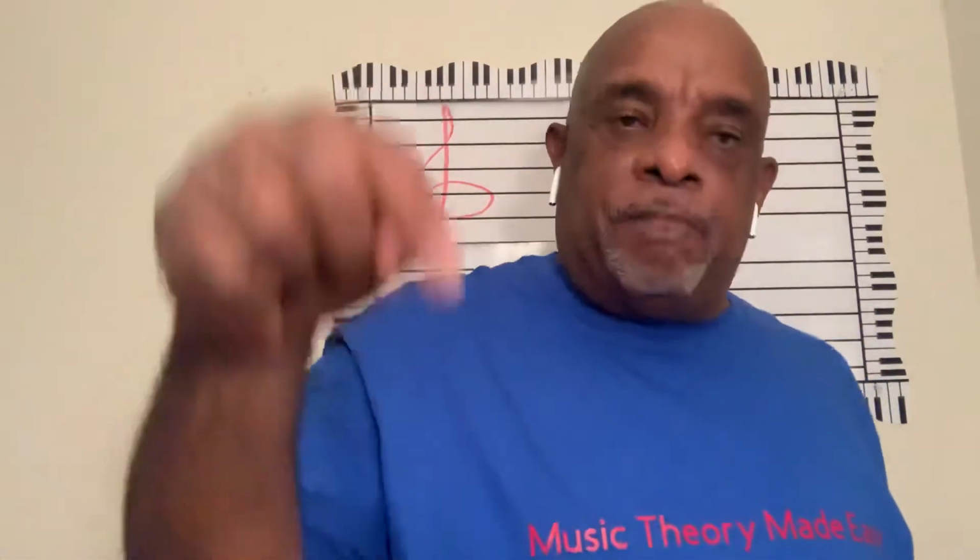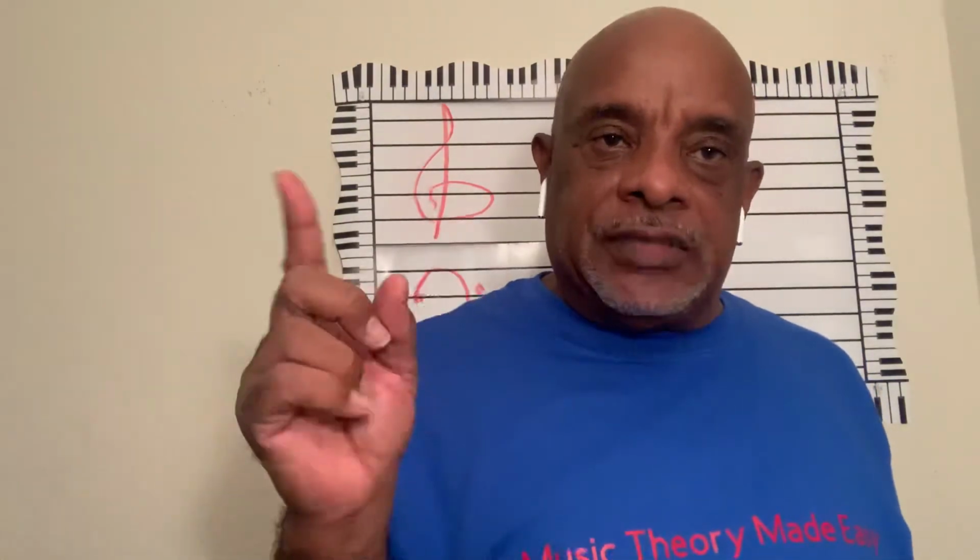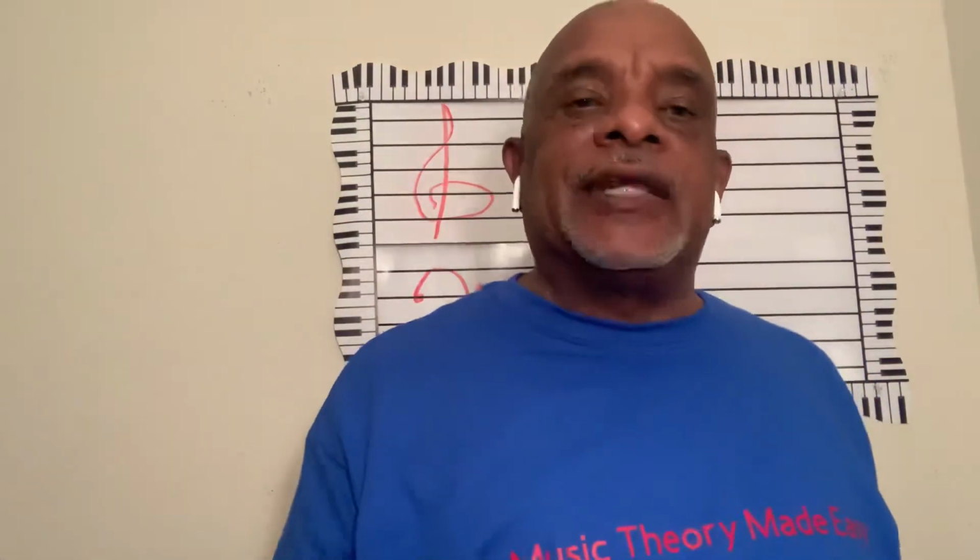All right, we're going to recap one more time. The staff consists of 5 lines and 4 spaces. How do you count a staff? You count a staff from bottom to top. Then the staff is divided into measures by bar lines. One more time: the staff is divided into measures by bar lines, and the space in between the bar lines is called a measure.